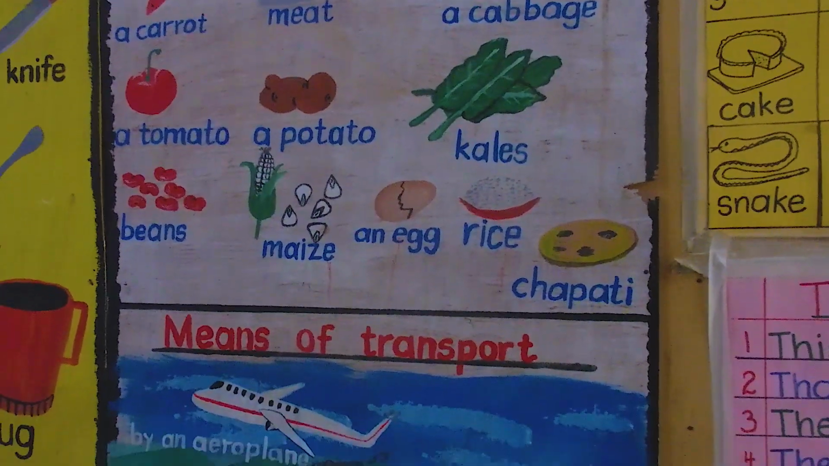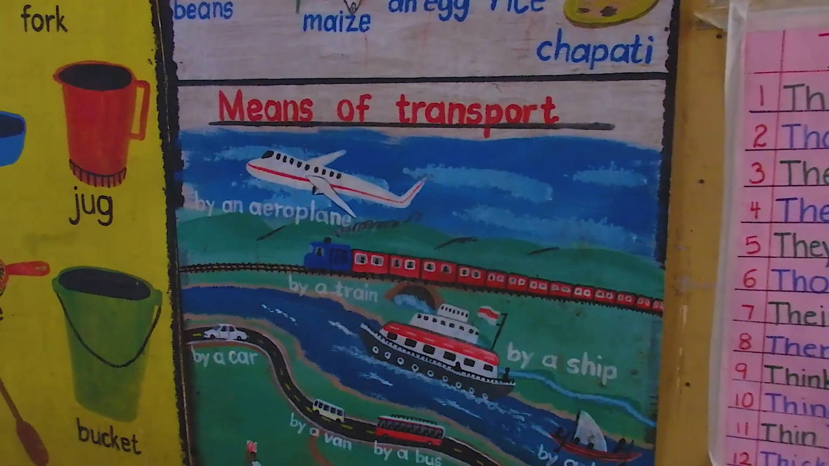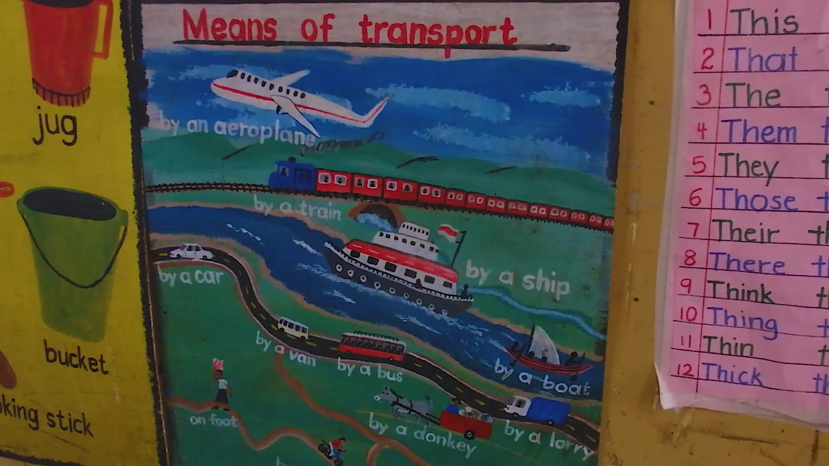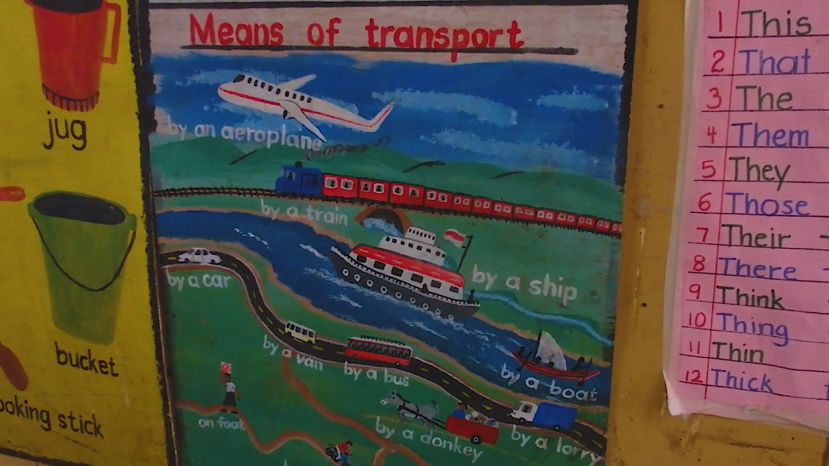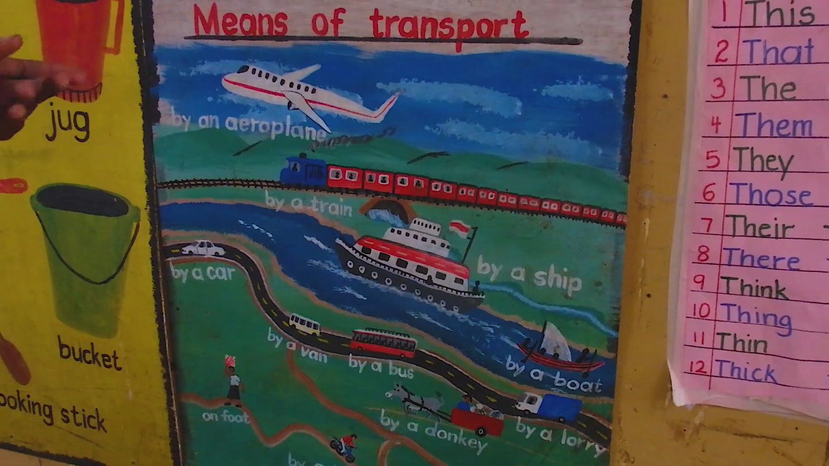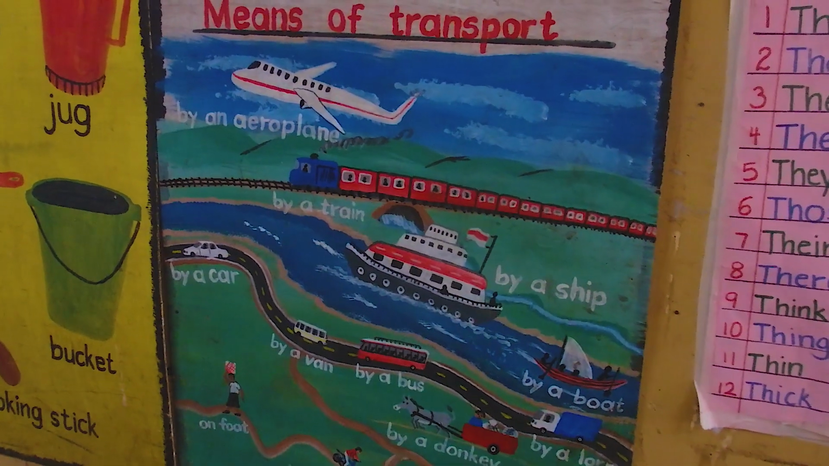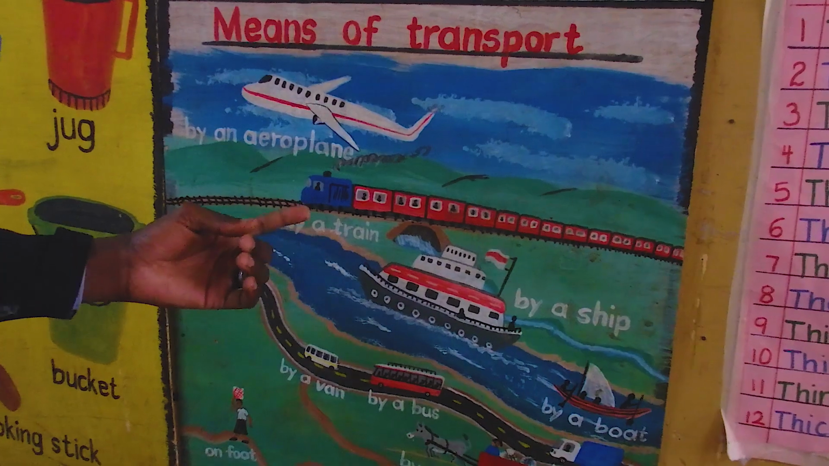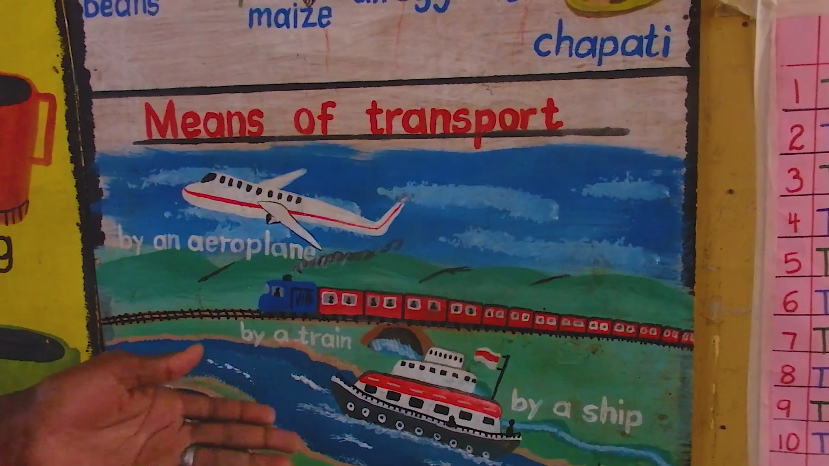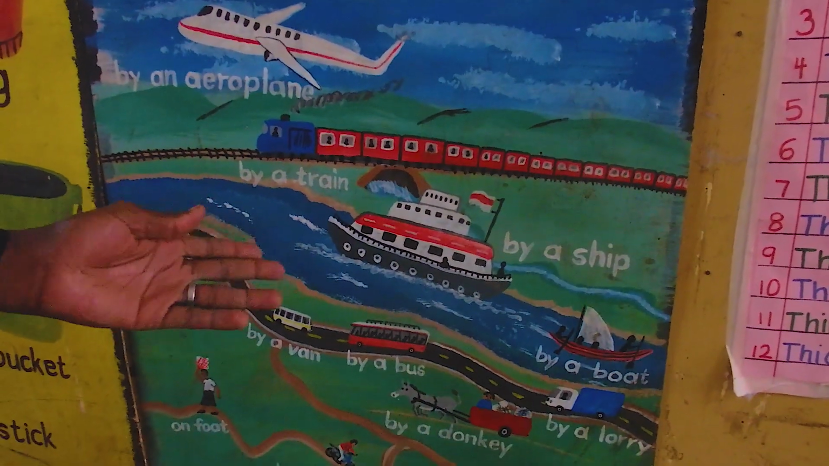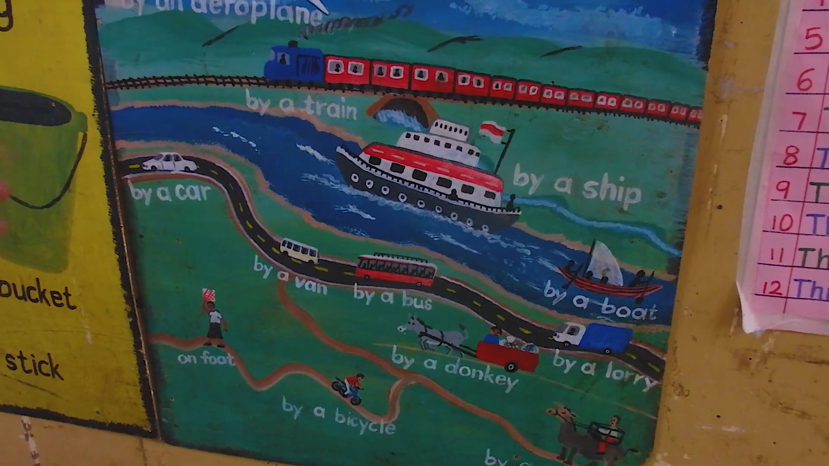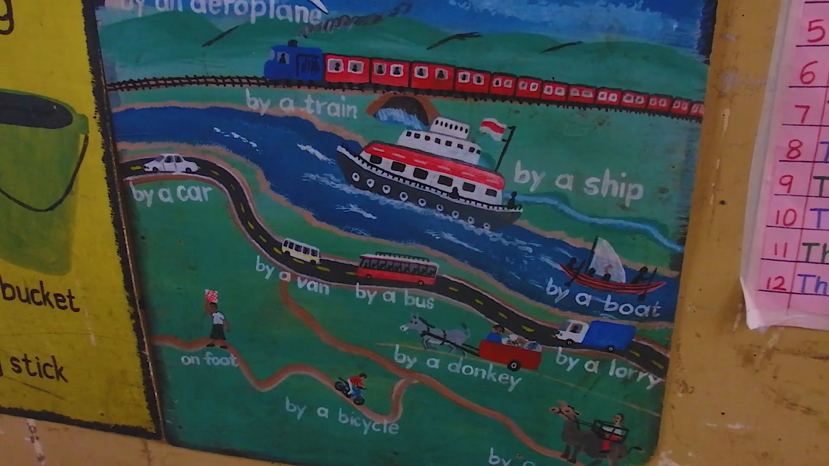Down here we have the means of transport. Here these learners learn how to move from one place to another using different kinds of means. So if they want to go abroad, they need to use the aeroplane. They can use even the train to move a far distance. And also we have the ship. So they can learn that people can also use the ship to move from one place to another.